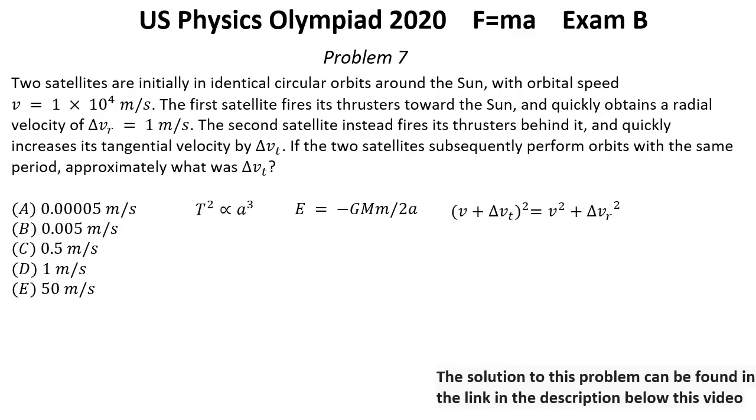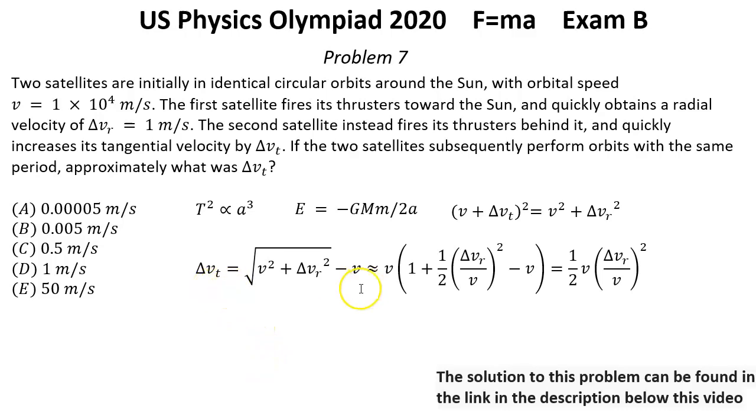So we have (v plus delta Vt) squared equal v squared plus delta Vr squared. And from here we can find delta Vt. That will be this expression, which is approximately this one, because delta Vr is much less than v. And finally, when we put in numbers, we will get this much. So that's the answer A, and that was the solution for problem number 7.